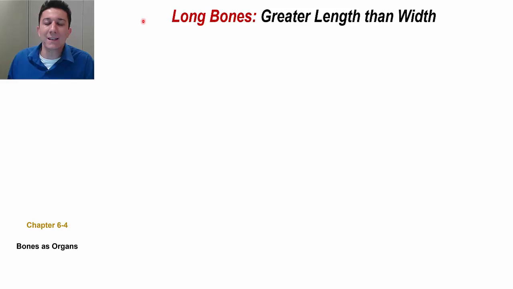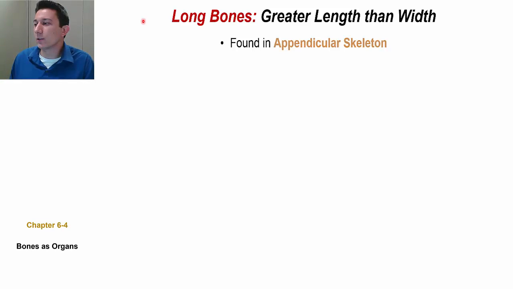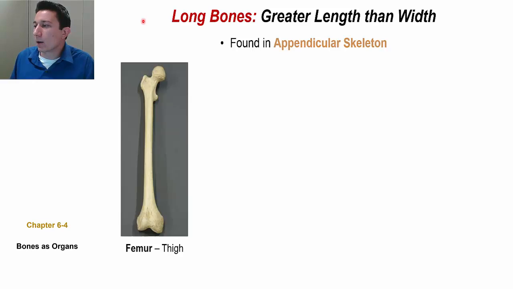And long bones, as the name implies, are bones in which the length of the bone is greater than its width. Typically these bones are associated with the appendages, that is, they're found in the upper limbs and the lower limbs, so they give length to these particular structures. So they're typically associated with the appendicular skeleton.